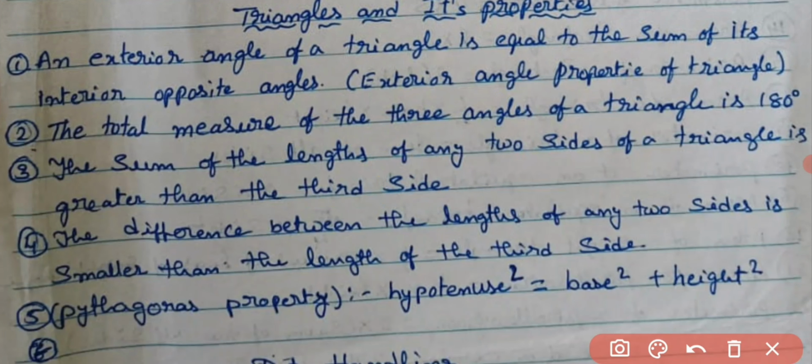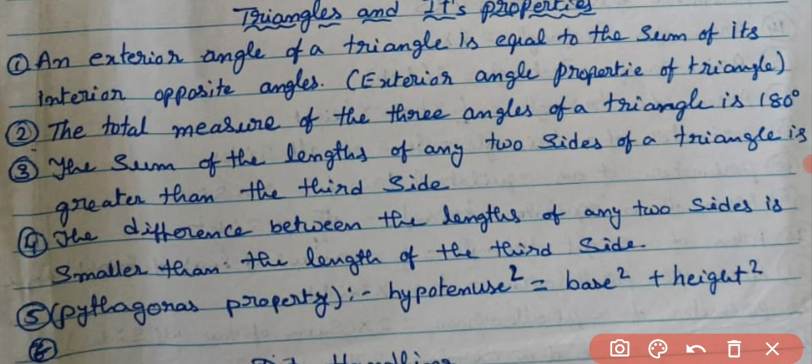Second property: the total measure of the three angles of a triangle is 180 degrees. In a triangle there are three interior angles. Suppose this is an equilateral triangle, every angle would be 60 degrees. If we add these 60 degrees, we get 180 degrees. So this property is known as the interior angle property.